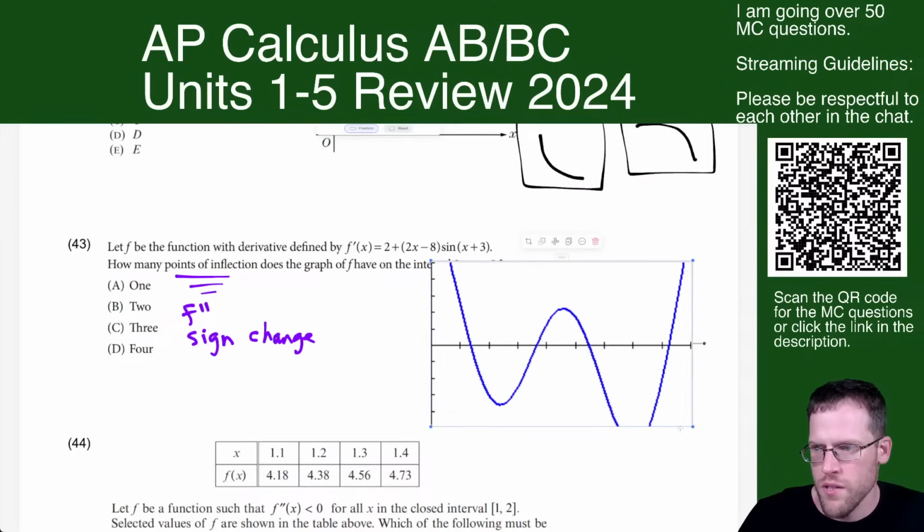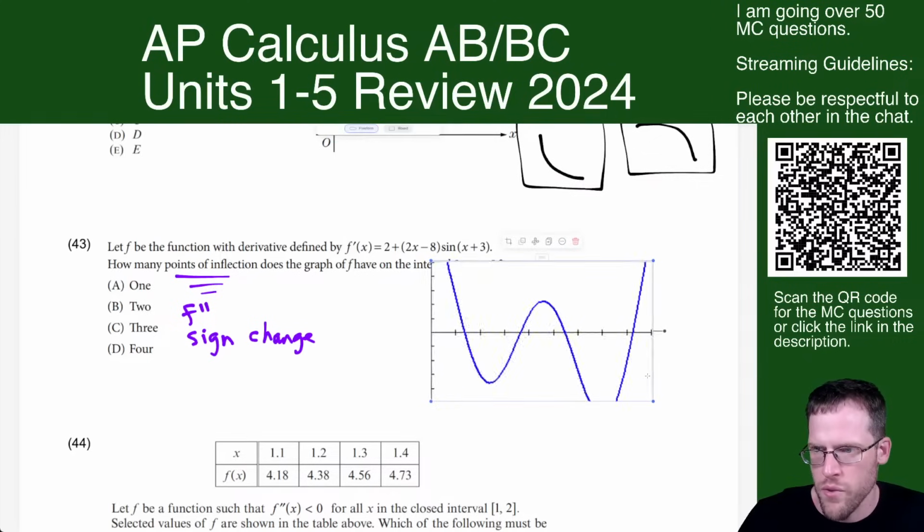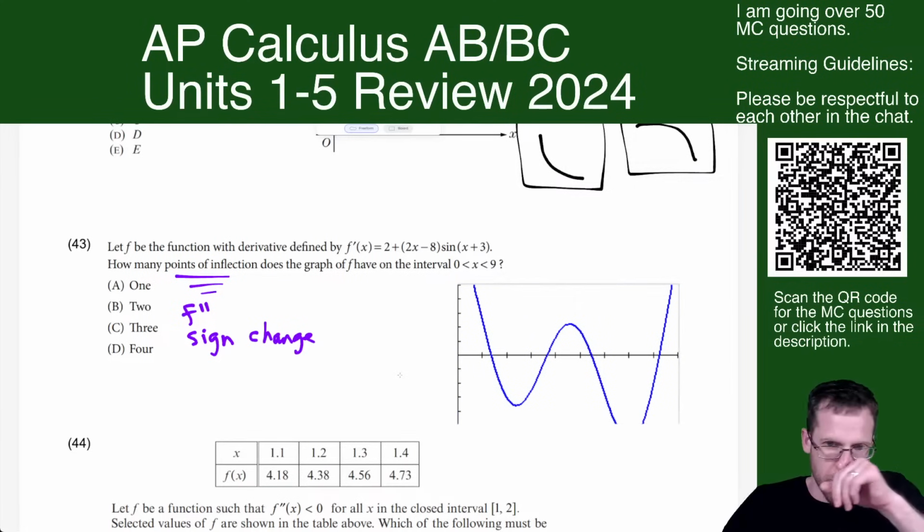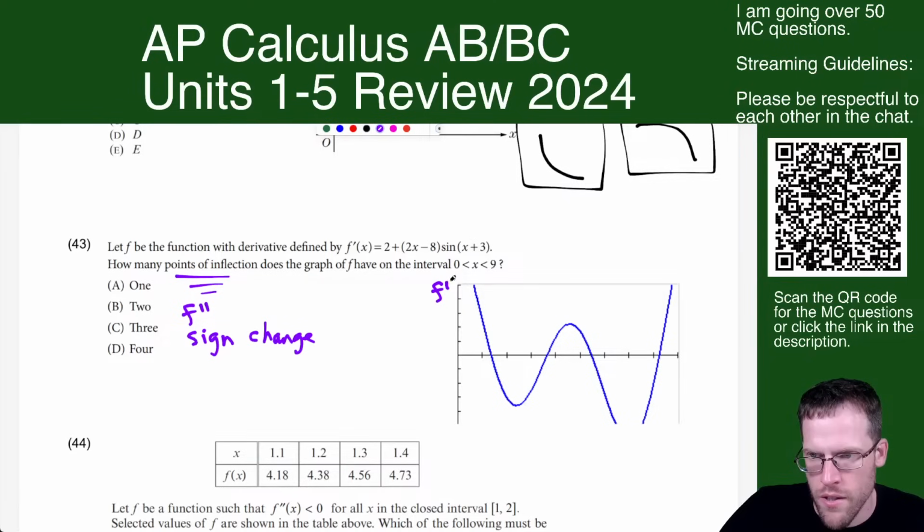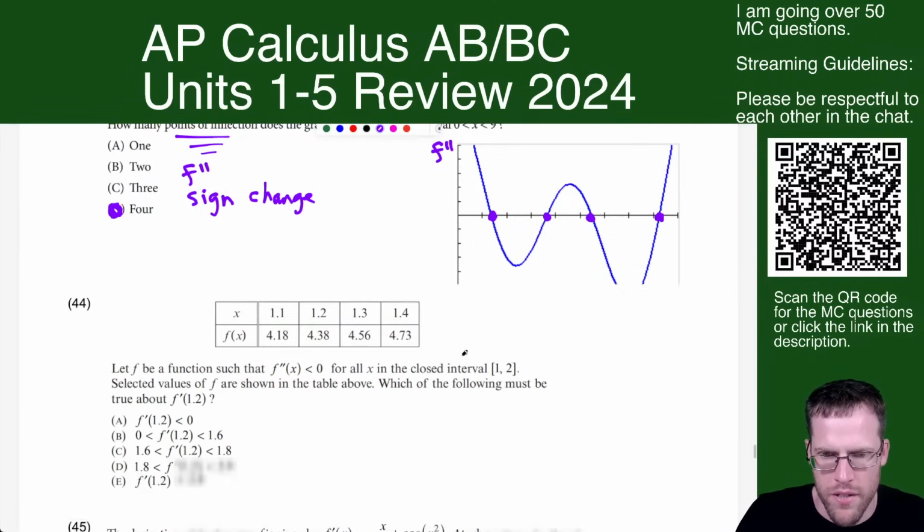All right, so this is for question 43. This is our graph of f double prime. We derived f prime in the calculator. So remember, f double prime, sign change. So see how here it's changing signs once. Here it's going from positive to negative, negative to positive, positive to negative, negative to positive. Okay, so there's 4 points of inflection. So calculator magic.